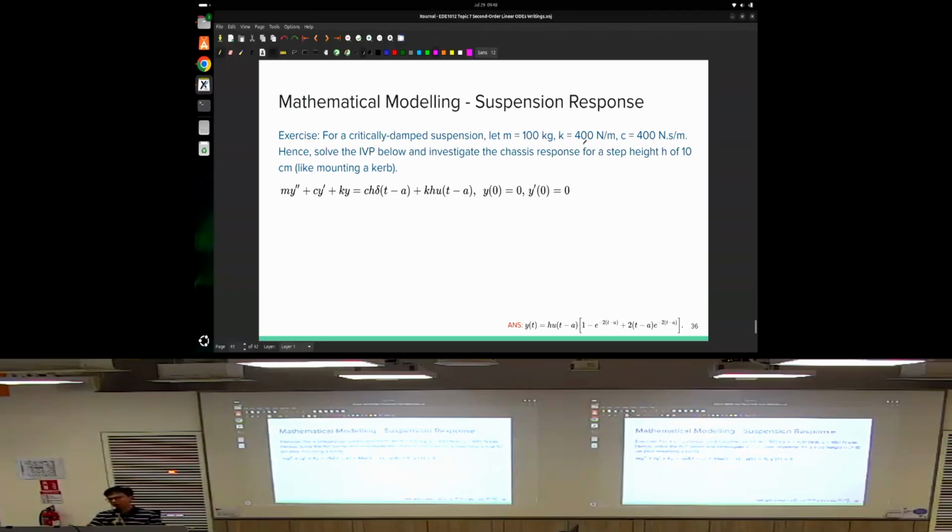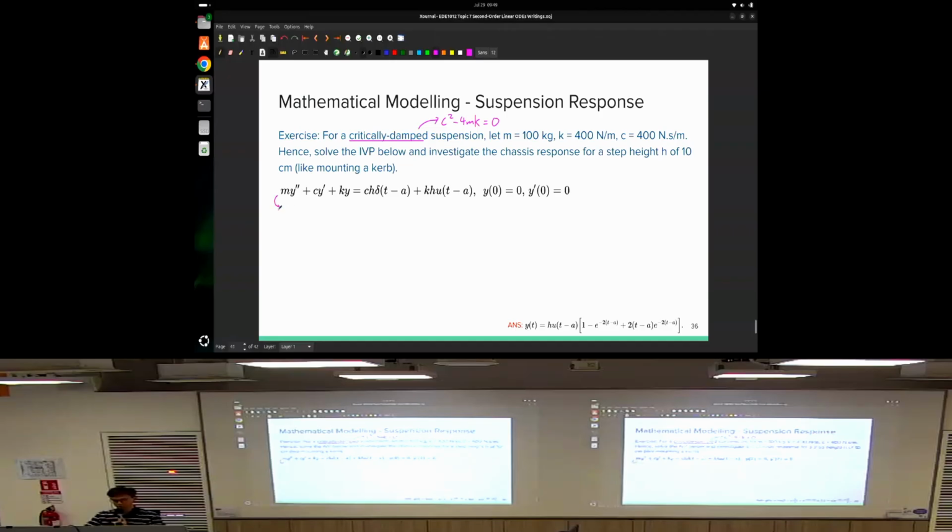I mean, you can check. Basically, c squared equals 4mk. We can almost immediately recognize the condition from here. So critically damped means c squared minus 4mk is equivalent to 0. You can see the values here conform to this equation, so we just substitute everything in.